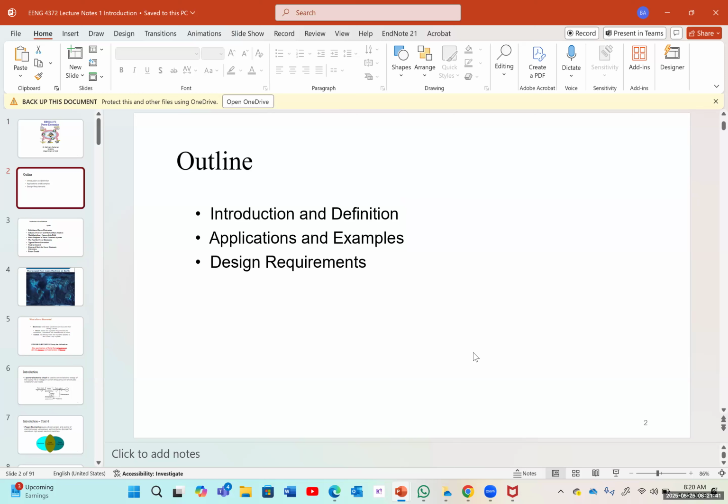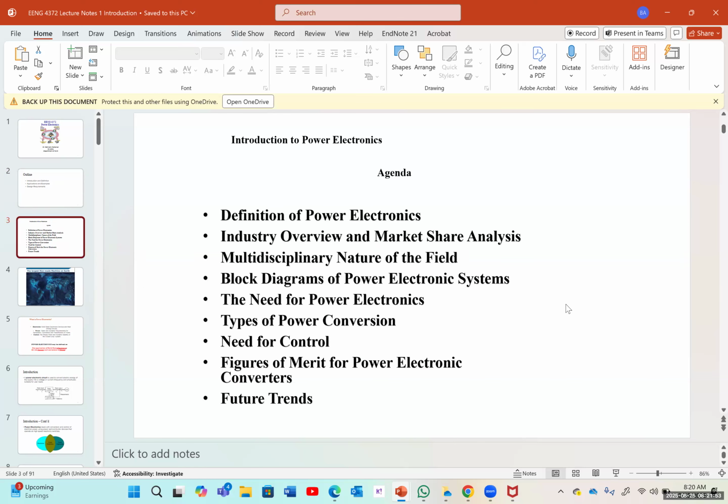So the outlines for today, we're gonna have introduction and the definition, applications and examples, design requirements. So for today, we're gonna go through the definition of power electronics, the industry overview and market share analysis, multidisciplinary nature of the field, block diagram of power electronic systems, the need for power electronics, types of power conversion, need for the control, figures of merit for power electronic converters, and the future trends.